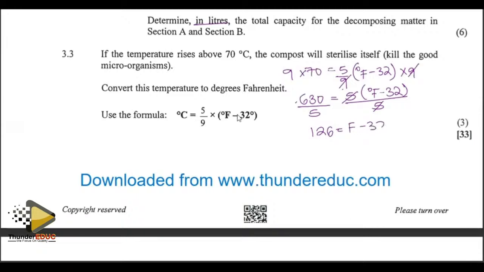I want to remain with F, so this 32 will come this side. I will add on 32, and the answer there becomes 158 degrees Fahrenheit. That's how we do it.